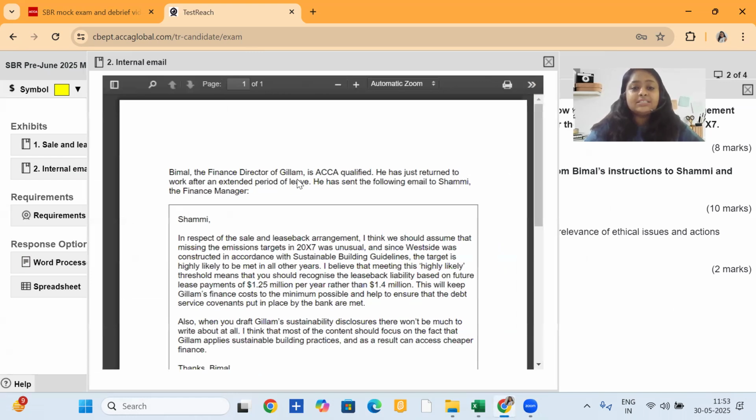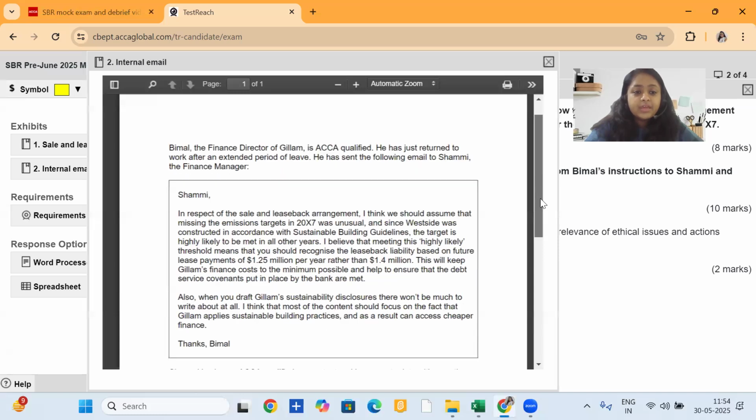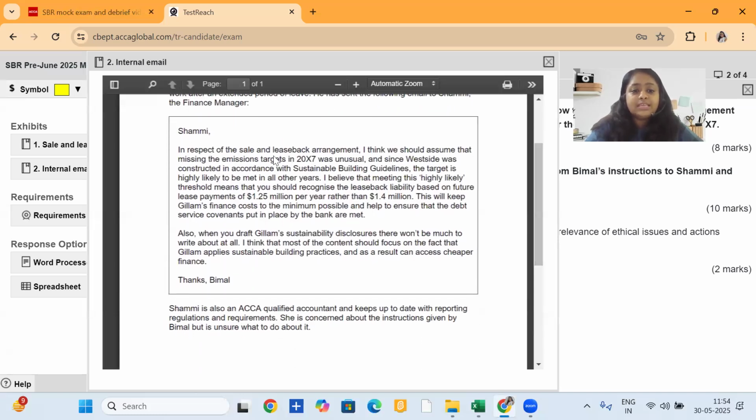Bimal, the finance director of Gillim, is ACCA qualified. He has just returned to work after an extended period of leave. He has sent the following email to Shami, the finance manager. Shami, in respect of the sale and leaseback arrangement, I think we should assume that the emission targets in 20x7 was unusual, and since West Side was constructed in accordance with sustainable building guidelines, the target is highly likely to be met in all other years.